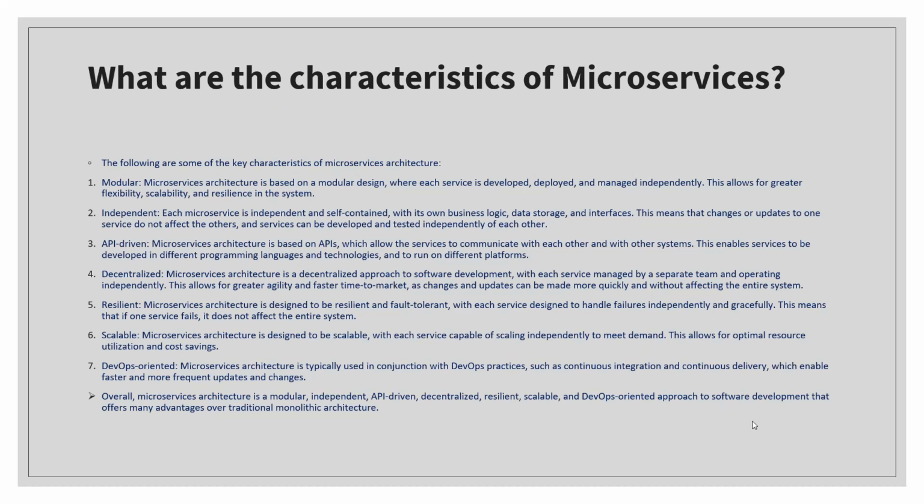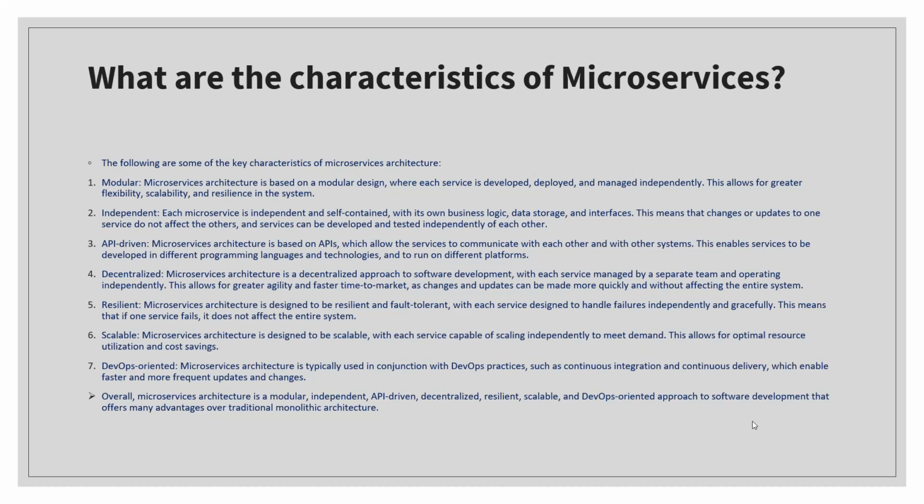Independent. Each microservice is independent and self-contained with its own business logic, data storage, and interfaces. This means that changes or updates to one service do not affect the others, and services can be deployed and tested independently of each other. API driven. Microservices architecture is based on APIs, which allow the services to communicate with each other and with other systems. This enables services to be deployed in different programming languages and technologies, and to run on different platforms.